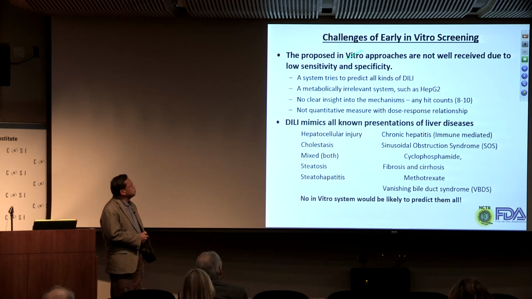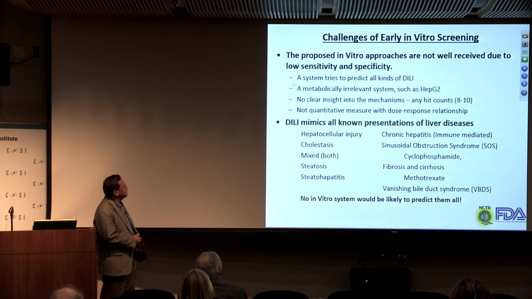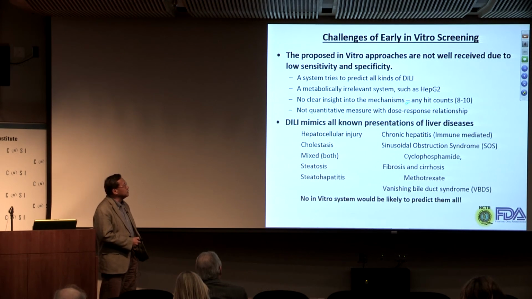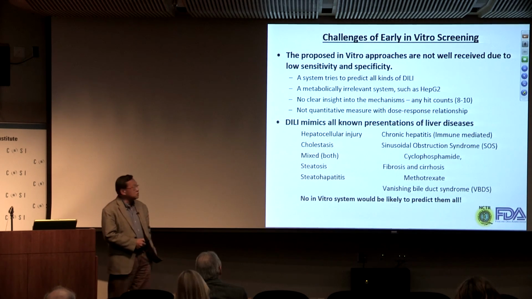However, the proposed in vitro approaches are not well received due to low sensitivity and specificity. There are several reasons. First, a system tries to predict all kinds of DILI, and we will see why this is problematic. Second, usually a metabolically irrelevant system like HepG2 is used. Also, usually they use a panel of endpoints, usually 8 to 10. If any one hits, they call it toxicity, so there is no clear insight into the mechanism because you combine all the mechanisms together. And usually it's a positive/negative assay, with no quantitative measure or dose-response relationship.